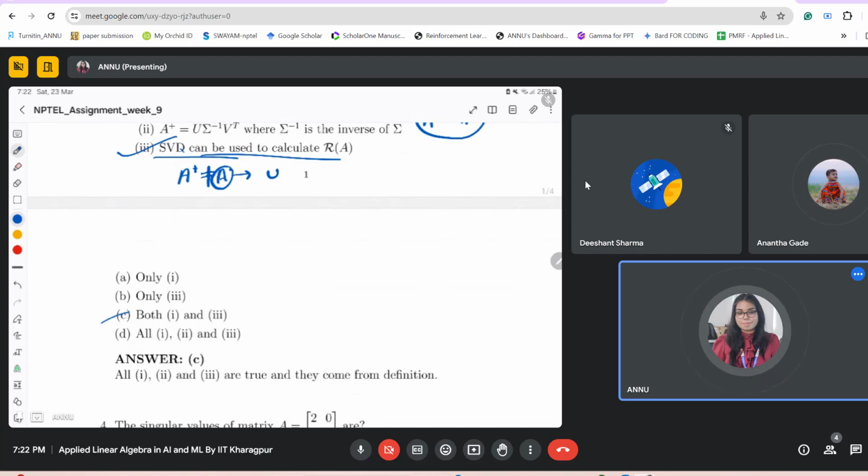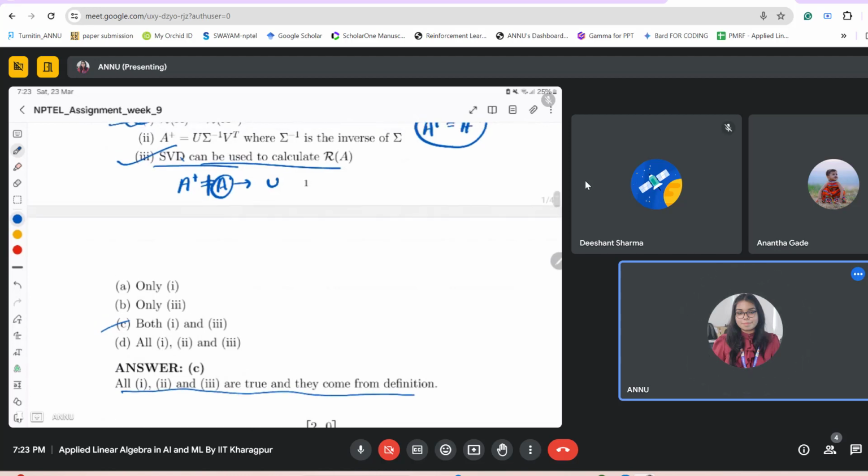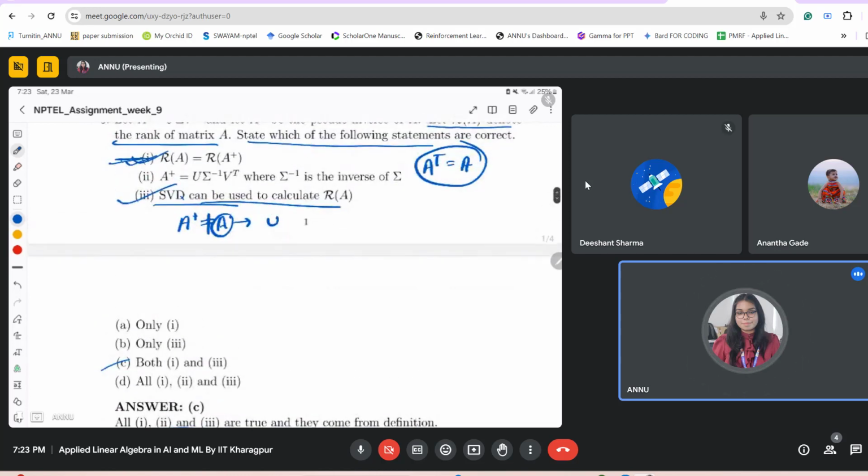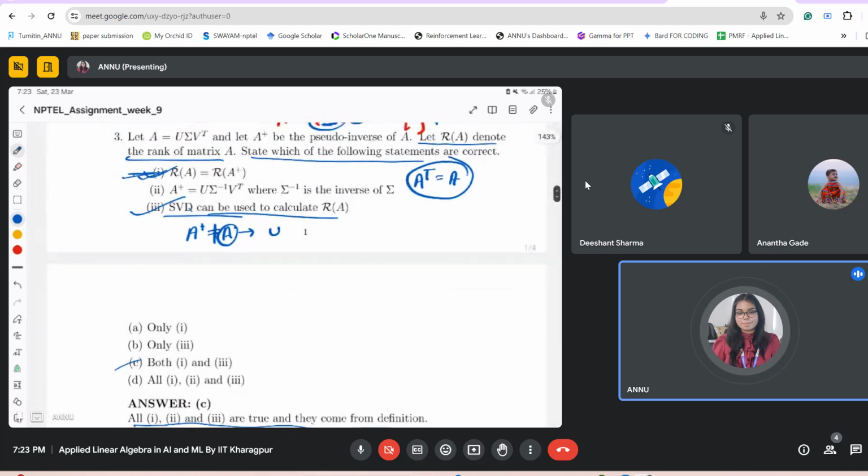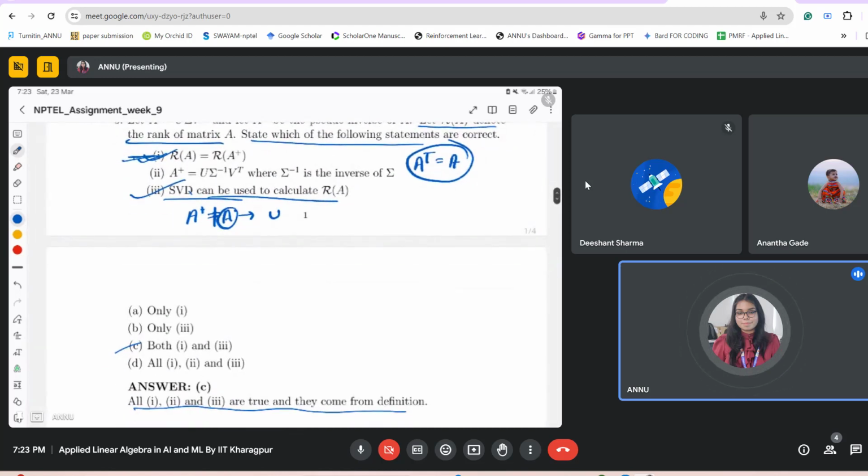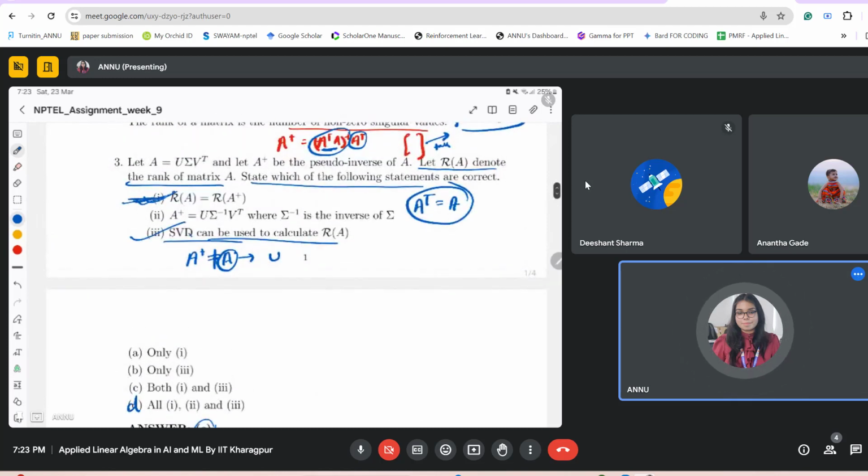Answer is C, but they are saying that the first, second and third are all true, and they come from definition. What should be the answer? I'm not sure of the answer. But if they're telling us C, I think the answer is D only. That's why this D is there. So the first one is correct, I hope.